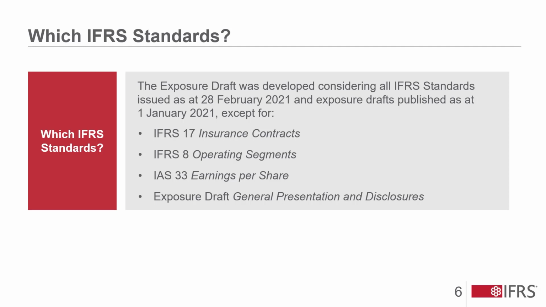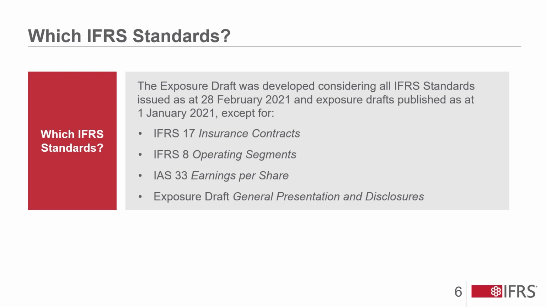For IFRS 8 operating segments, an eligible subsidiary is outside the scope of IFRS 8. If an eligible subsidiary disclosed segment information, it would apply all the disclosure requirements in IFRS 8. If the eligible subsidiary discloses segment information that is not consistent with the requirements in IFRS 8, the subsidiary has to disclose the basis of how such segment information was prepared.